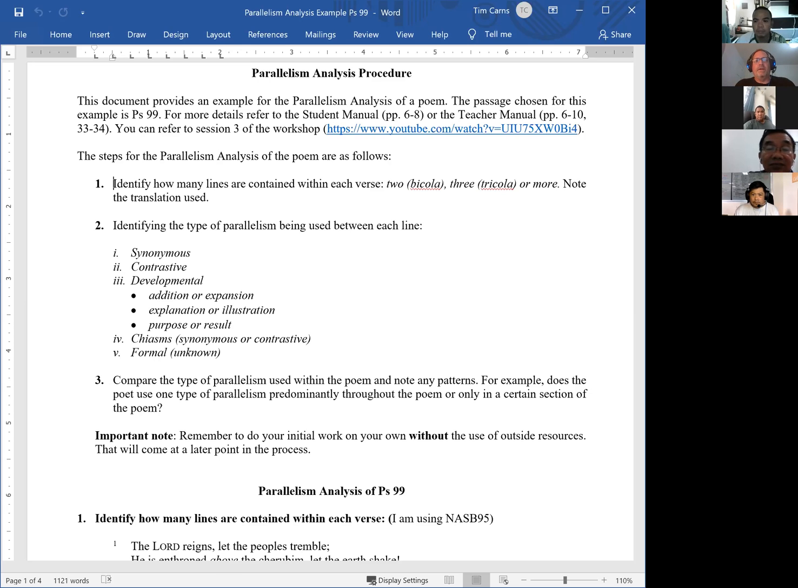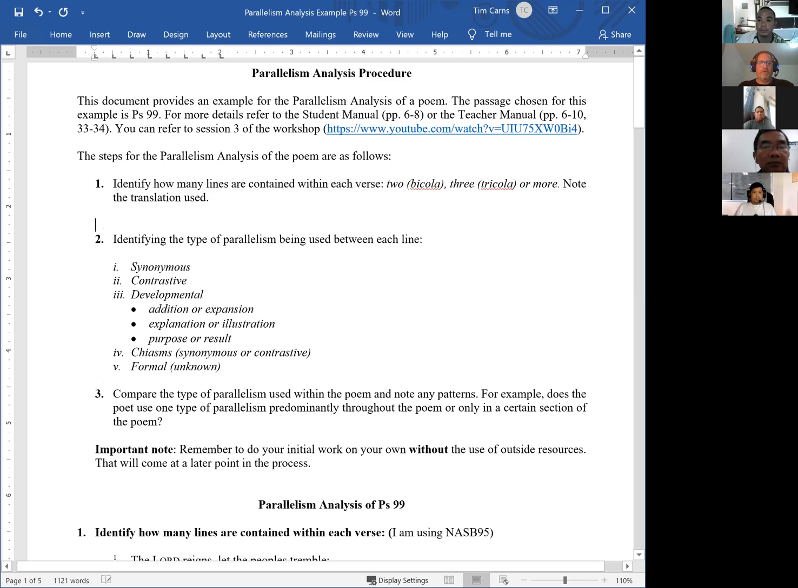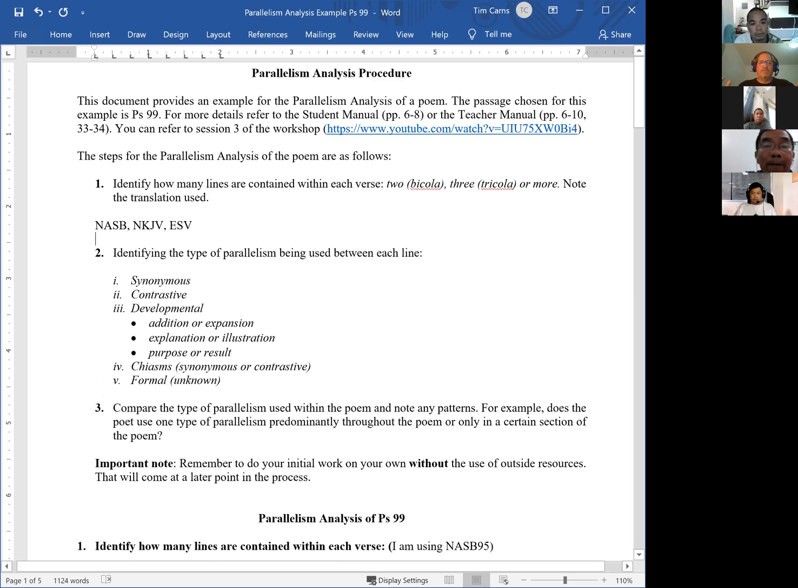The first step, as noted here in the notes, in this parallelism analysis is to identify how many lines are in each verse. 2 lines, 3 lines, sometimes there's 4. So that's the first thing we want to do, check how many lines. And to do that, remember we start with what the translation gives us. Okay? And so the translation will usually indicate 1 or 2 or 3 or 4 lines. And then as I mentioned to you, to get a final answer on that, you want to compare with 2 other translations. So you want to use these 3 translations to compare, and then take whichever 2 translations agree.